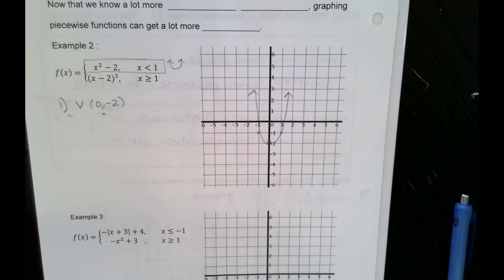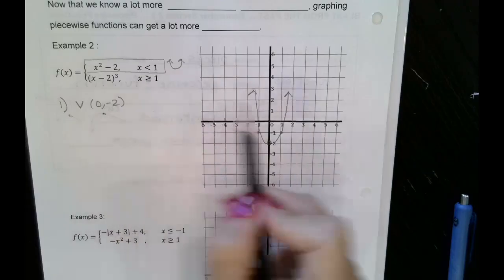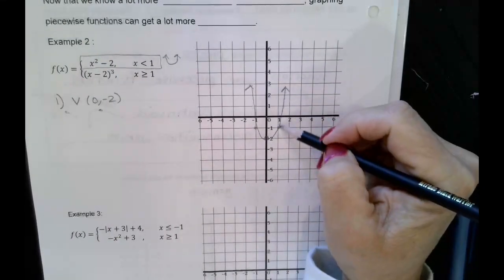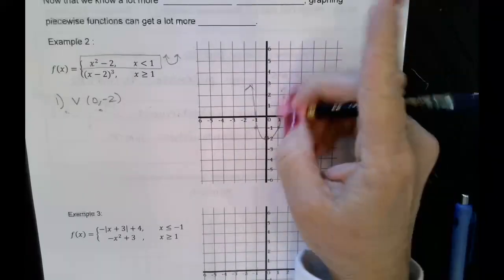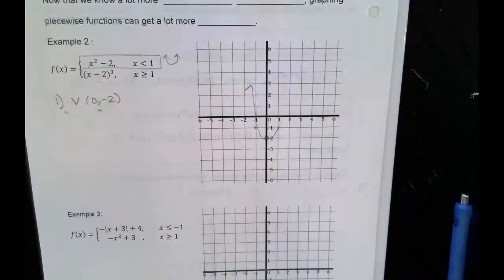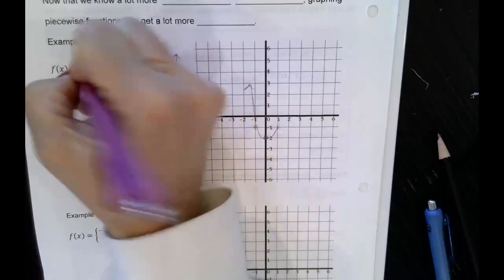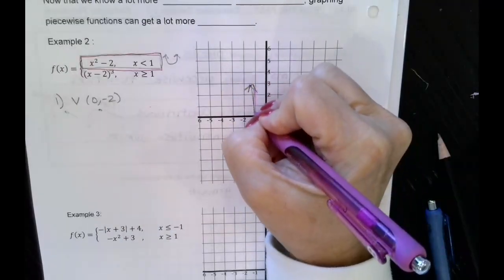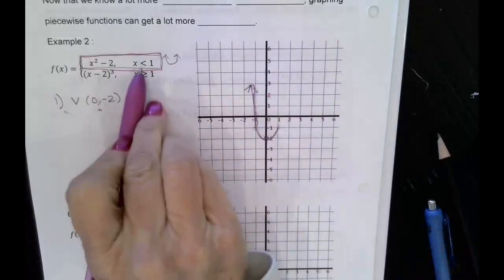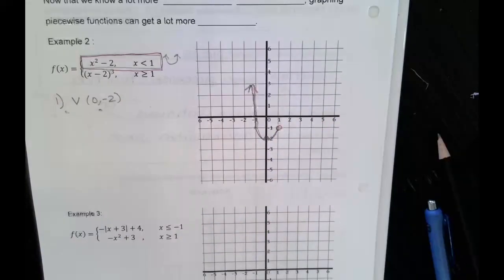Okay, so now what I want to do is look at my domain. This says I'm going to keep this curve for everything less than 1. So here's 1. If it's less than 1, I'm going to erase this part of my graph. Okay, so here's what I have. Let me make this a different color now. So here's what I have on my graph, and I'm going to go to this point here, and this point here it says less than, so this has to be an open circle.